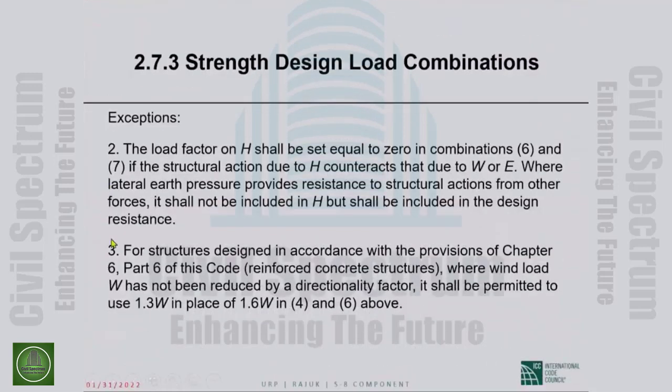You can read the actual language, but that's what it means. Then, for structures designed in accordance with the provisions of Chapter 6, Part 6 of this code, reinforced concrete structure, where wind load has not been reduced by directionality factor, it shall be permitted to use 1.3 in place of 1.6. It all sounds very complicated.